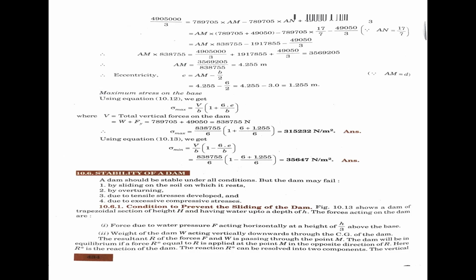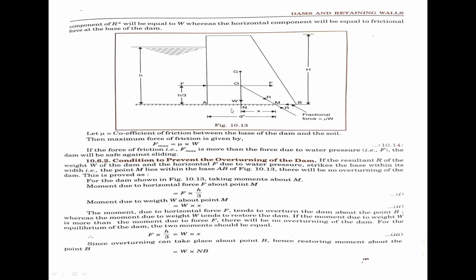See the diagram for the equilibrium forces. This is W, capital R the resultant force, and capital M the moment. The two components of capital R will be equal to capital W for the vertical component, whereas the horizontal component will be equal to the frictional force. Now see the frictional force at the base of the dam. Frictional force equals mu into W, where mu is the coefficient of friction between the base of the dam and the soil.